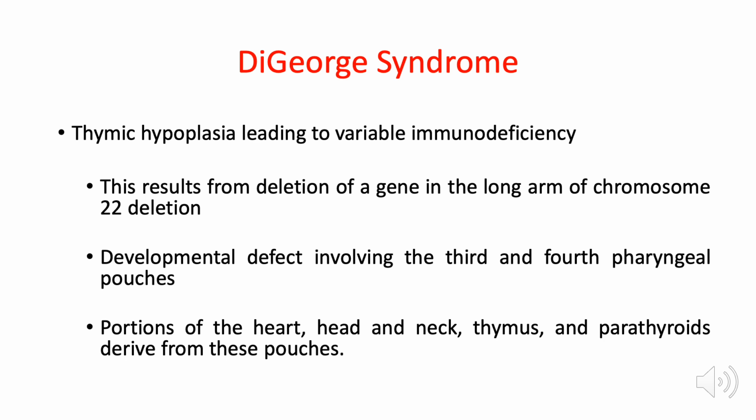Then there would be thymic hypoplasia. And you know very well that the thymus is the maturation site for T cells. So expect that patients with the DiGeorge syndrome will have problems with producing mature and functional T cells.